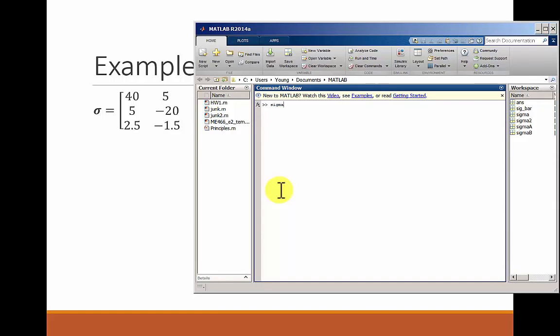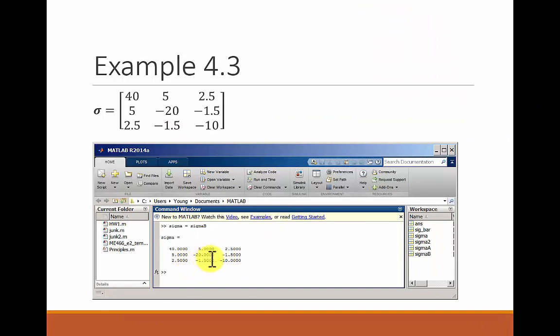And let's let sigma equal to, let me check that these values are the ones that we wanted. 45, 2.5, 5, minus 20, minus 1.5, 2.5. Alright, that looks right. So again, sig bar is equal to Eig of sigma, and there are our eigenvalues. So our principal stress, the highest stress, is going to be 40.5. The minimum stress is going to be minus 20.68.